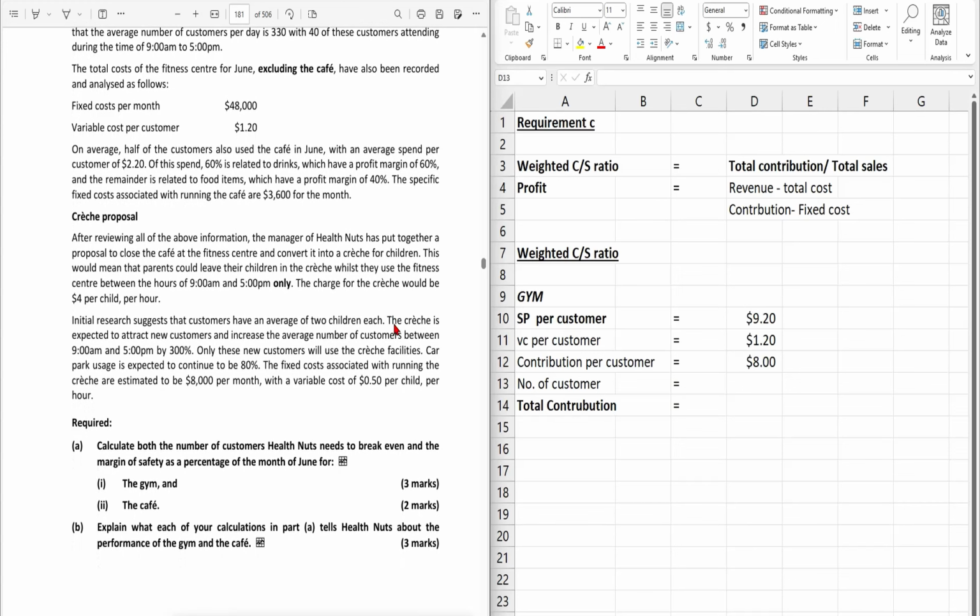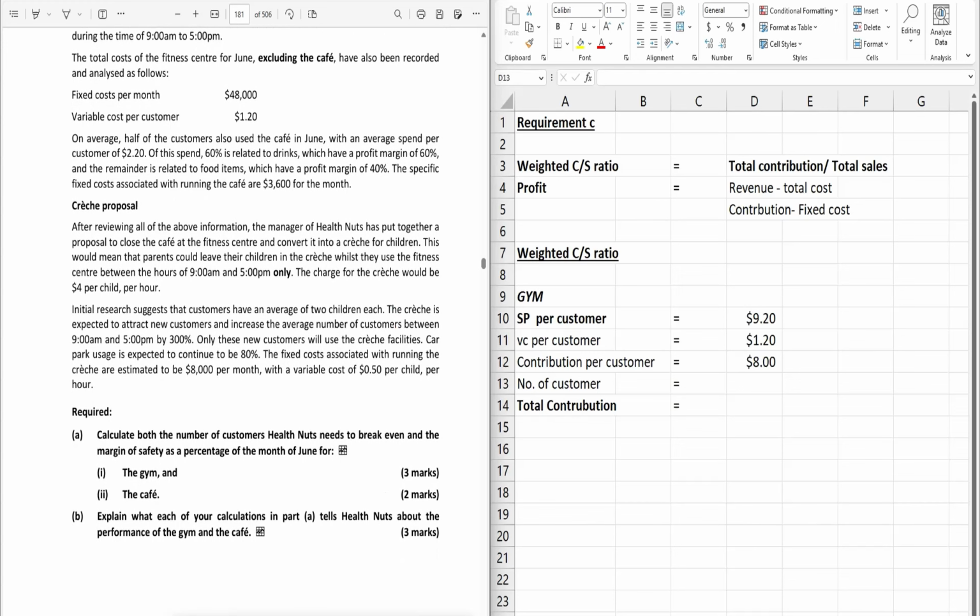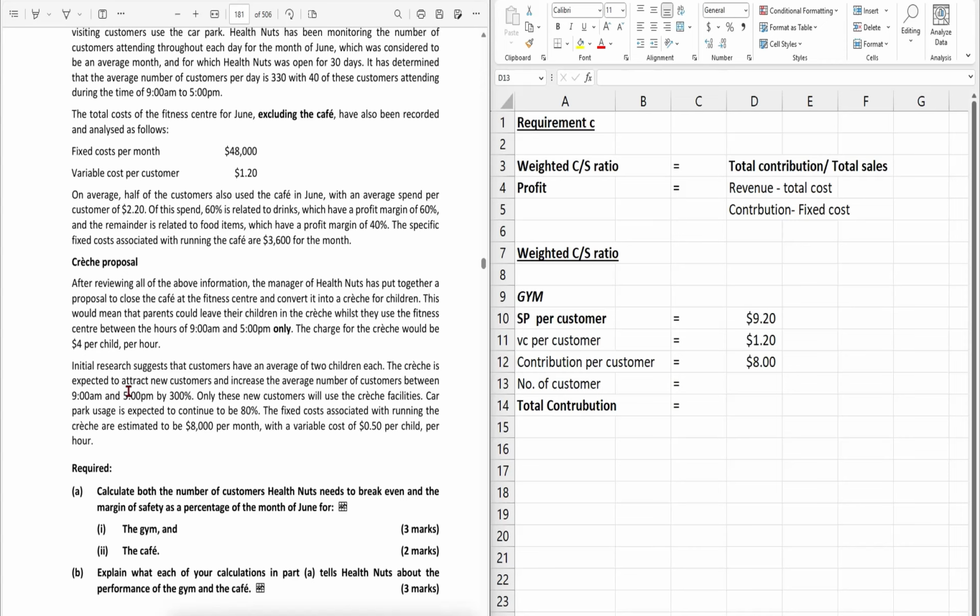One more thing. What the question is saying here is to be careful. Yeah, listen carefully, I mean to say. Here the average number of customers for the gym per day was 330, and in this 330 there are 40 such customers that attend the gym during 9 a.m. to 5 p.m. Right? Up to this you are clear.